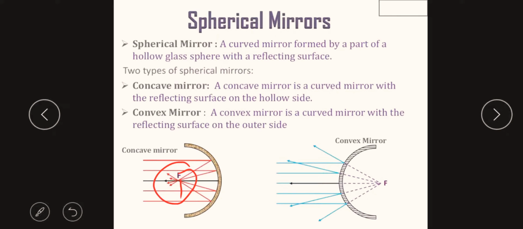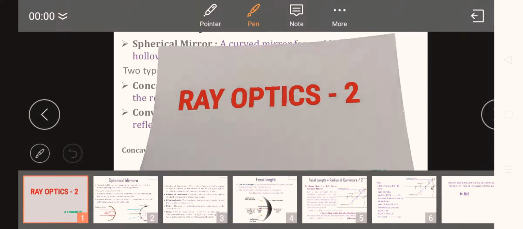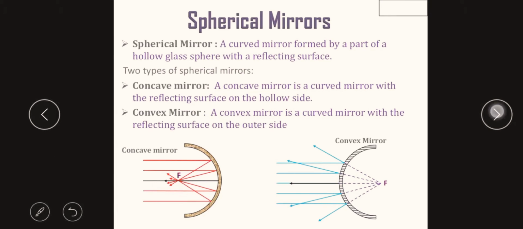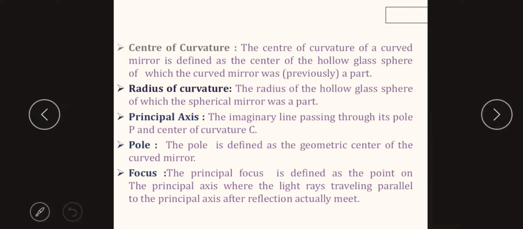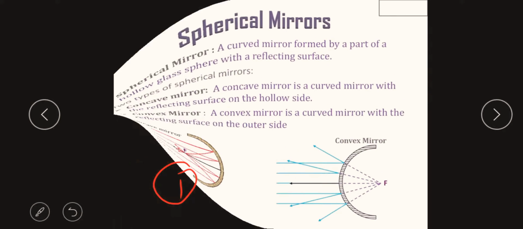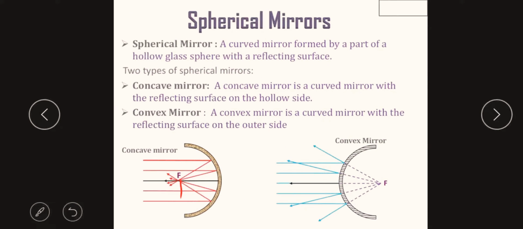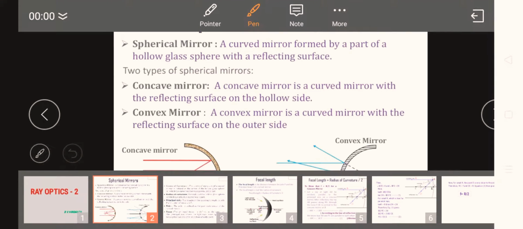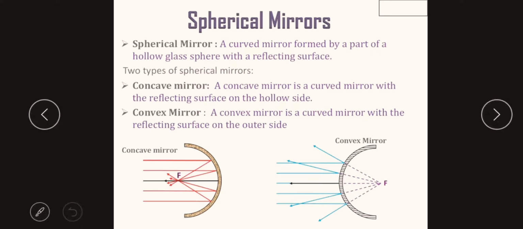The principal focus is, once more, the point on the principal axis where light rays traveling parallel to the principal axis meet after reflection. This black line we can consider as the principal axis, on which there is one particular point where these parallel rays, after reflection, meet at a single point. This point we call the principal focus.